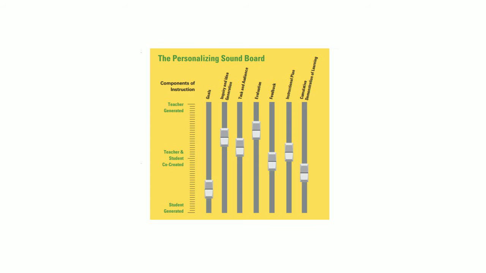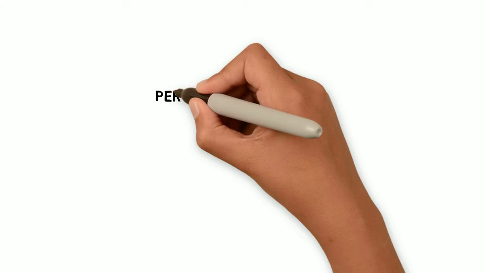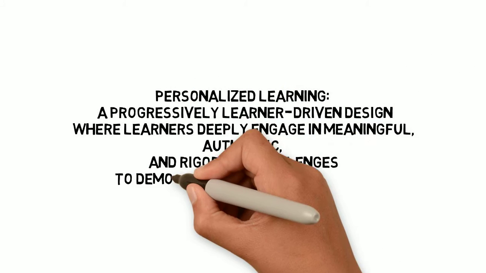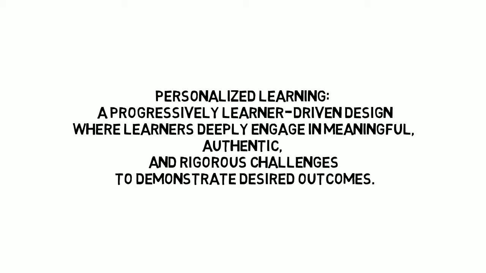It is important because it allows the educator and learner to determine the appropriate level of educator and learner creation or design based on a variety of factors and can be altered frequently along the learning journey. Please keep this tool handy. The next tool is our definition of personalized learning. The key word to focus on today is progressively, which means to move steadily and in stages.